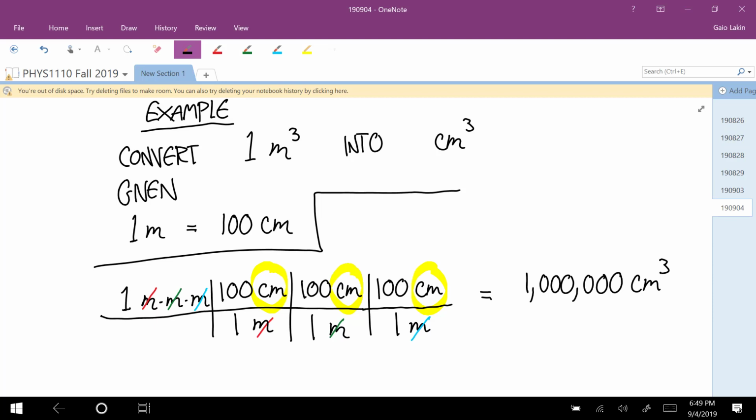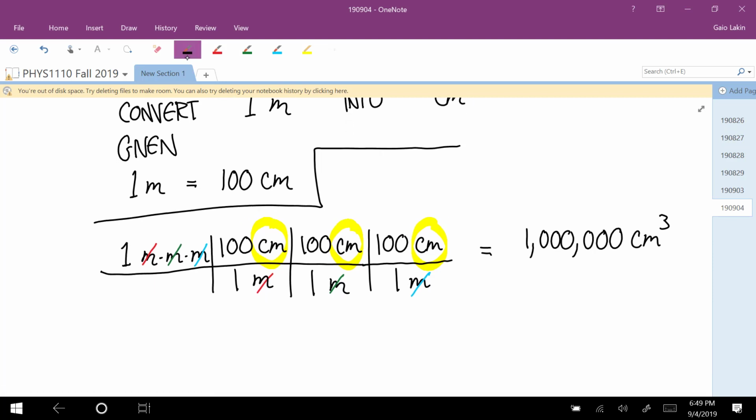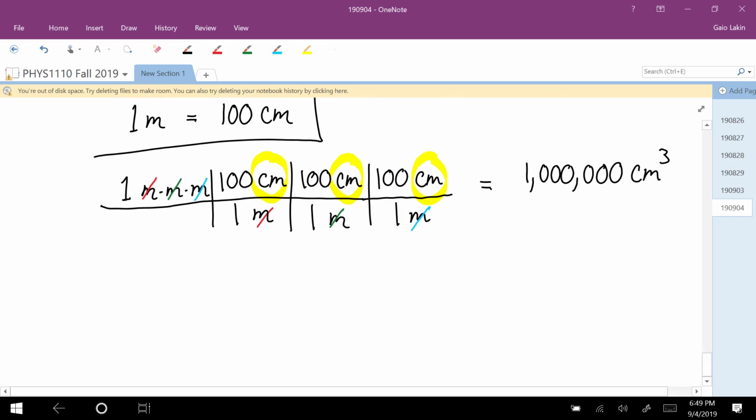Any other questions? Okay. So the next thing is scientific notation.